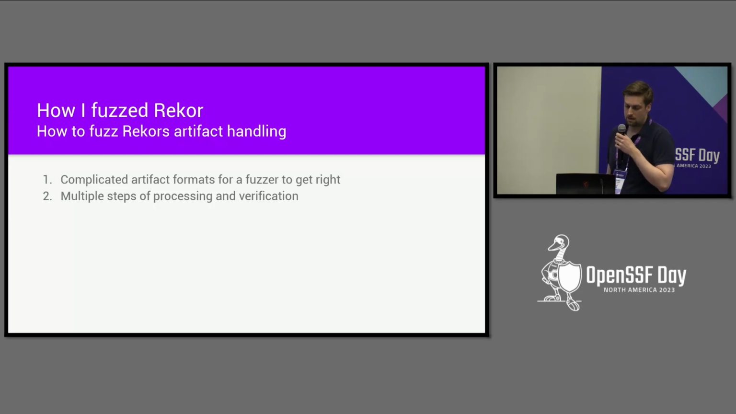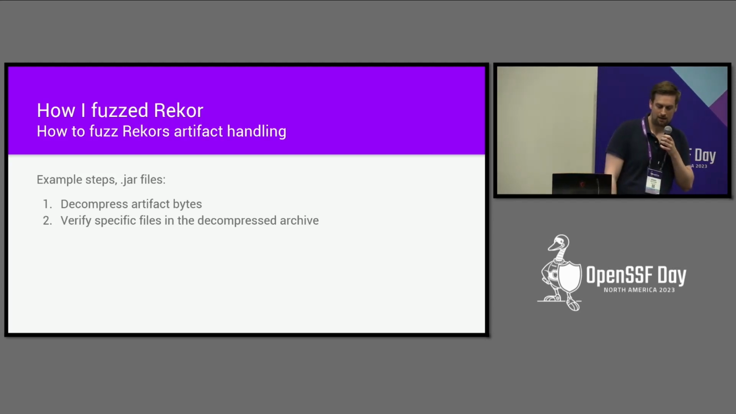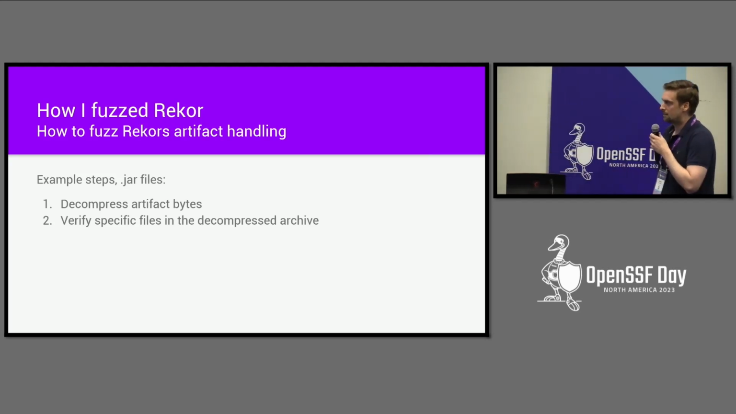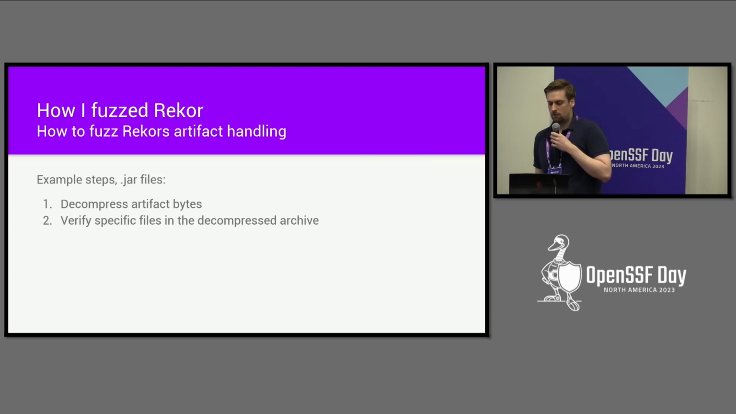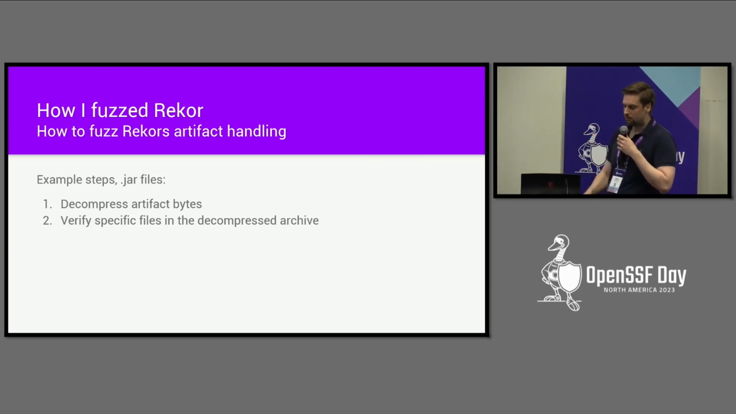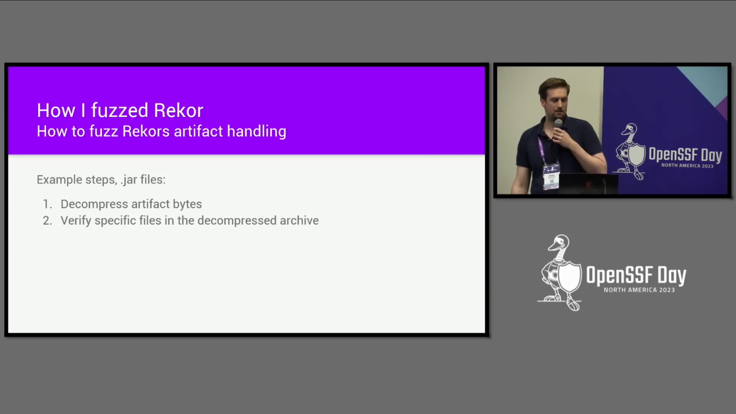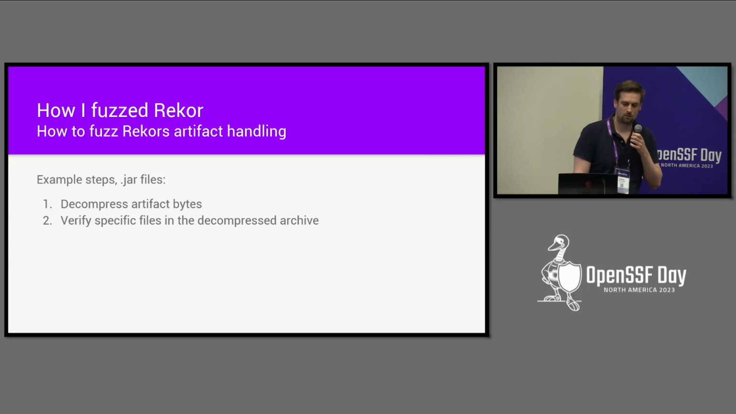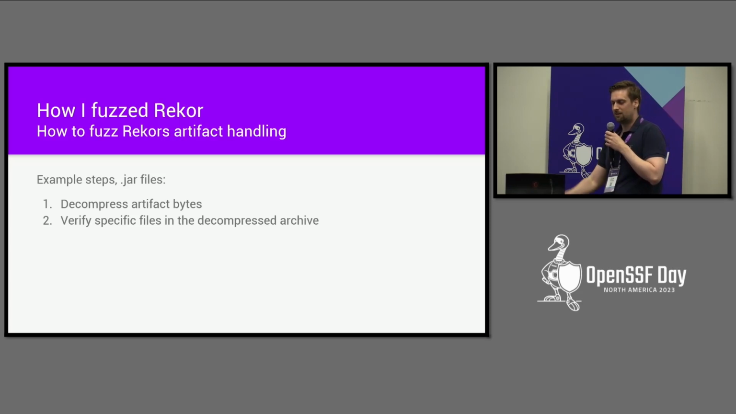Some of these steps are decompression and verifying specific files in the decompressed archives. So what Rekor will do is it will decompress the artifact that you are passing to Rekor, and then go through the files in the decompressed archive and read them and verify them. And that's a very high barrier for a fuzzer to reach, to generate valid compressed files with valid metadata files in them.